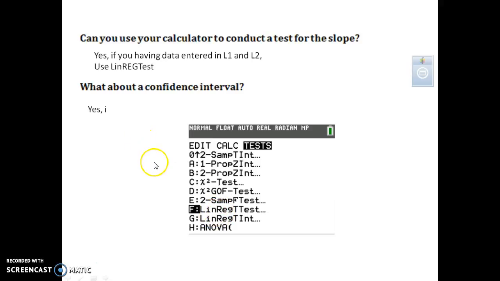What about the confidence interval? Absolutely, you can do the same thing. It is LinRegTInterval. Same exact thing. You have to have your list 1 and list 2 entered, and then you just run the test or construct the interval. And the other thing that I would point out is that you get the s, which is the standard deviation of your residuals, or the standard error of your residuals, from both of these tests that you can run. So you'll need that for the formula, so make sure you know where that is. And we talked about that earlier as well.